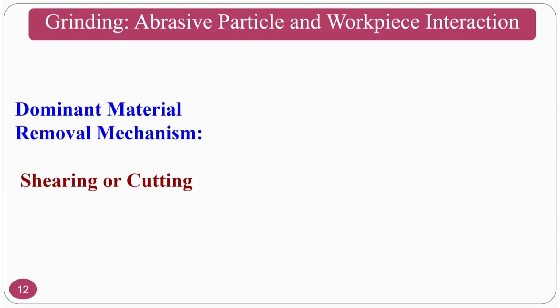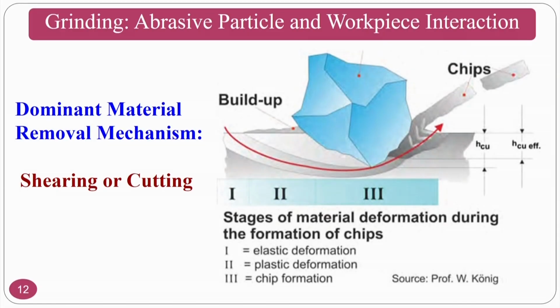Okay. So, the dominant material removal mechanism in this particular process is the shearing or cutting process. Okay. Some people may call it micro cutting or something. You can see here how an abrasive particle, this is an abrasive particle.